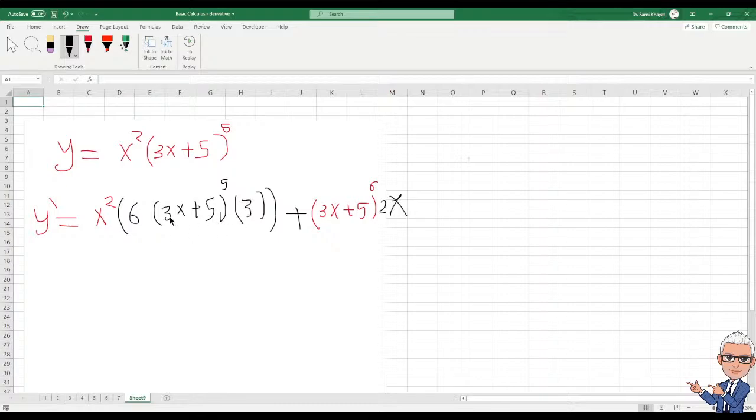Like for example here, it will be 18x squared times this one. Then you want to make x outside. It's up to you. This is the remaining solution. Okay.